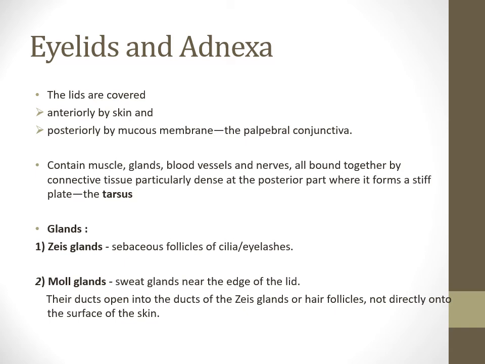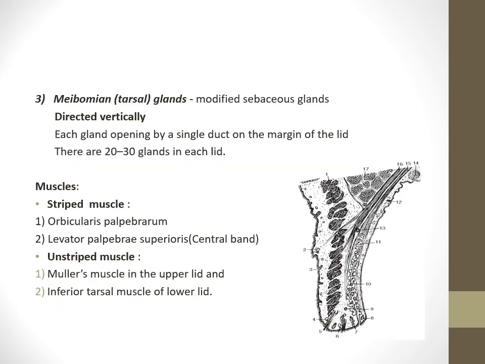The various glands which are present in eyelids are: first, the Zeiss glands. It is the sebaceous follicle of cilia, or eyelashes. Then the glands of Moll, which are the sweat glands near the edge of the lid. Their ducts open into the duct of Zeiss gland or hair follicles, not directly onto the surface of the skin.